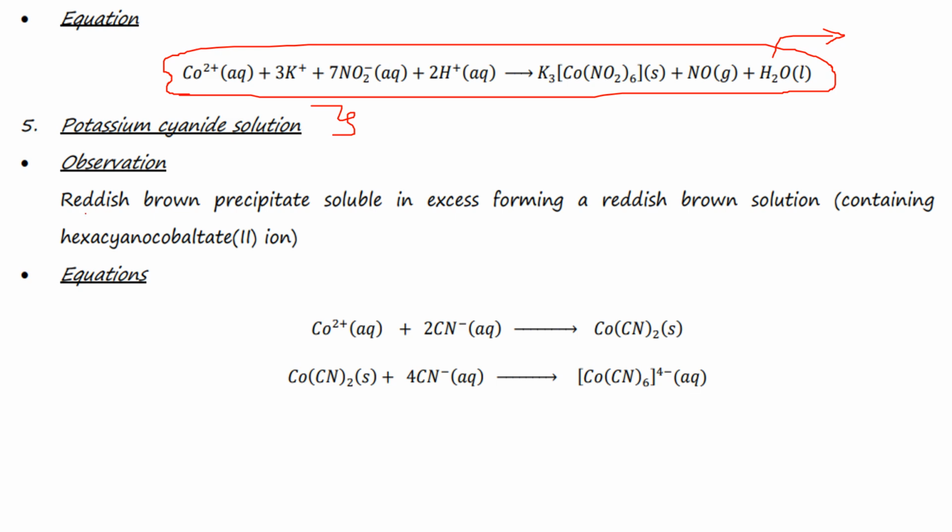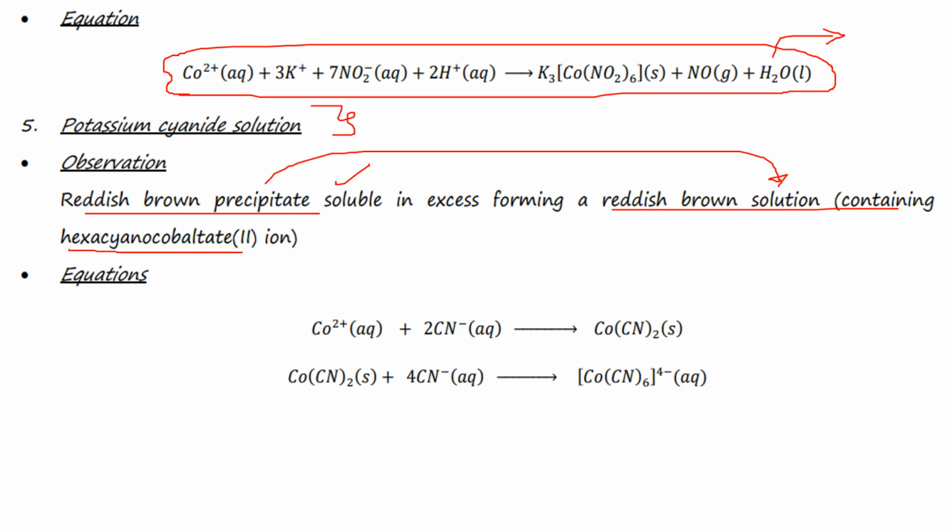So the observation is a reddish-brown precipitate soluble in excess, forming a reddish-brown solution. First of all, we form a reddish-brown precipitate which is soluble to form a solution of the same reddish-brown color. But this reddish-brown solution contains a complex called the hexacyanocobaltate(II) ion. So the first reaction is between the cobalt ion and the cyanide ion to give us cobalt(II) cyanide, which is a reddish-brown precipitate. In excess, this precipitate reacts to form a cyanide complex, called the hexacyanocobaltate(II) ion.